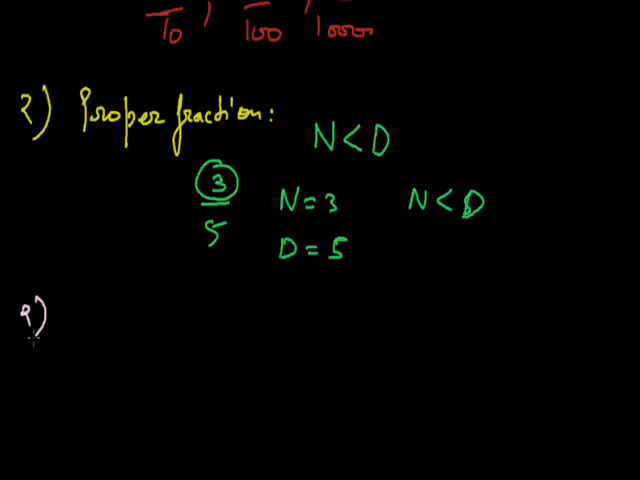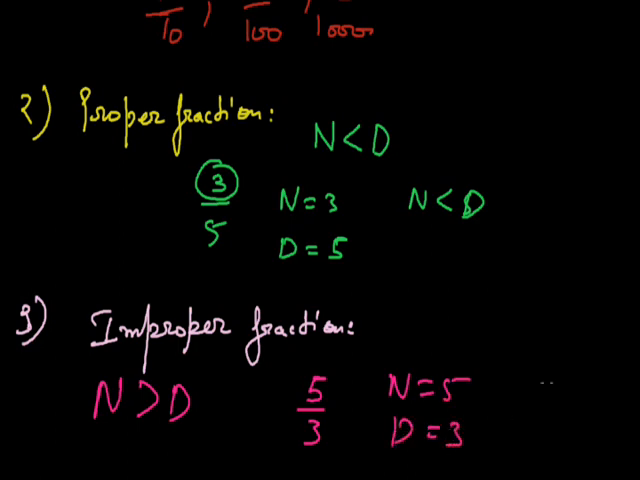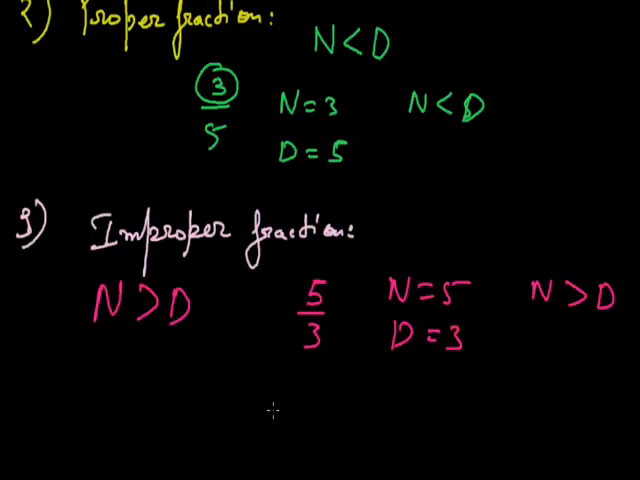Next type of fraction is the improper fraction. It is just the reverse of it. If the numerator is greater than the denominator, then it is known as an improper fraction. For example, 5 by 3. Here you can see that the numerator is 5 and the denominator is 3, and the numerator is greater than the denominator. Therefore, this type of fraction is known as an improper fraction.